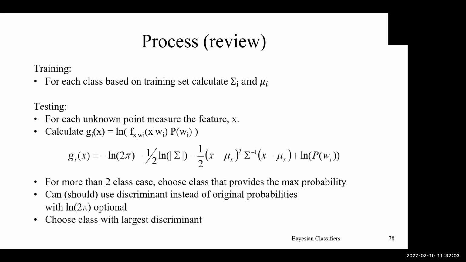And I told you, that's going to be the hardest part of the project, calculating your sigma i and mu i. And it's not that hard. The training procedure is to take your training set and calculate your covariance matrix and your mean vector for each class. How many covariance matrices are you going to calculate? 10. How many mean vectors are you going to calculate? 10.